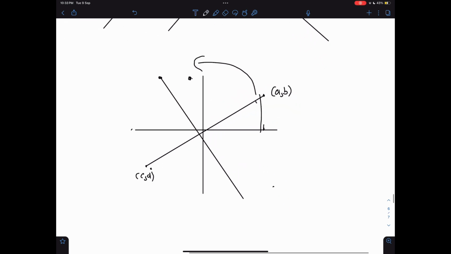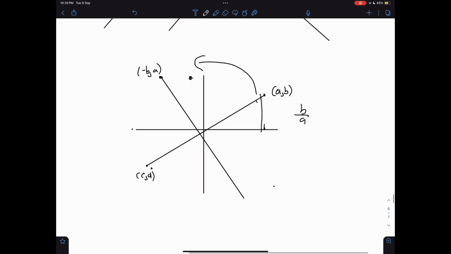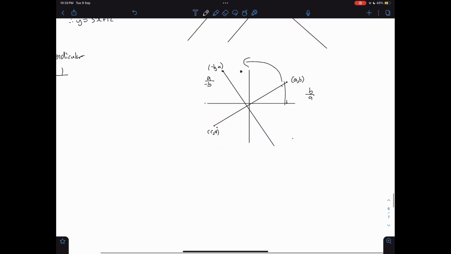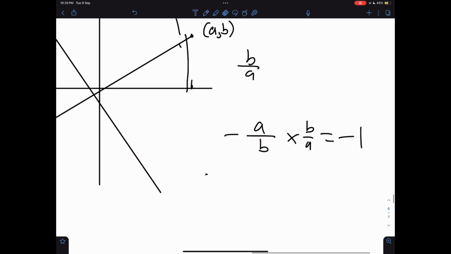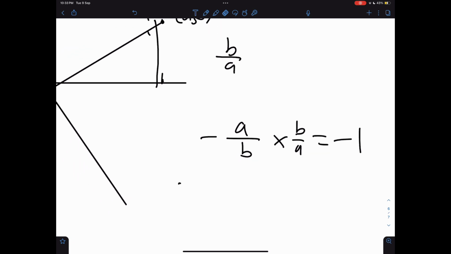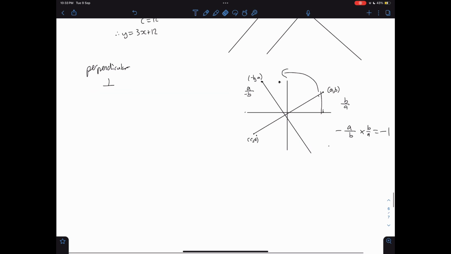And so now we've gotten to the point where this is minus b, comma a. So the gradient here would be b over a if we're just going from 0. But now it's a over minus b. And if you multiply these two together, they will cancel out and give you -1. And this is also called being the negative reciprocal of each other, because reciprocal is you flip the fraction, negative is you add the negative sign. But they multiply together to get -1.